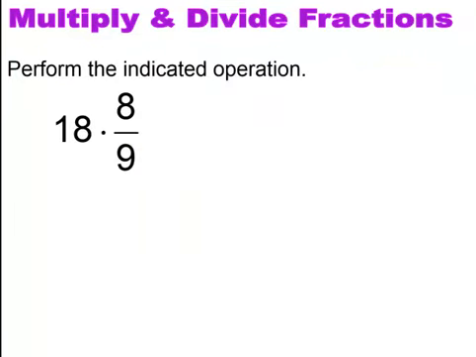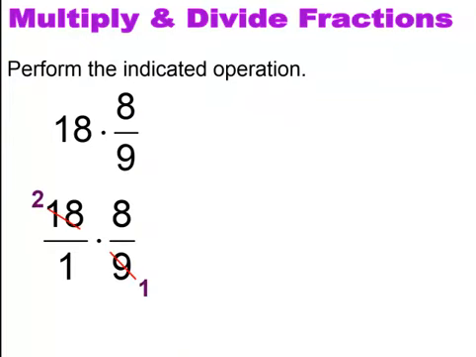Pause and try. I'm putting that 18 over 1. I'm going to simplify that 9 goes into 9 once, 9 goes into 18 twice. I'm going to multiply across, and you should have gotten 16 over 1, but you can't leave 16 over 1 because you always have to have it in simplest form. So your final answer would equal 16.